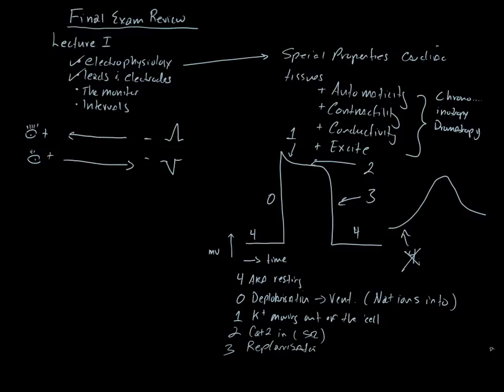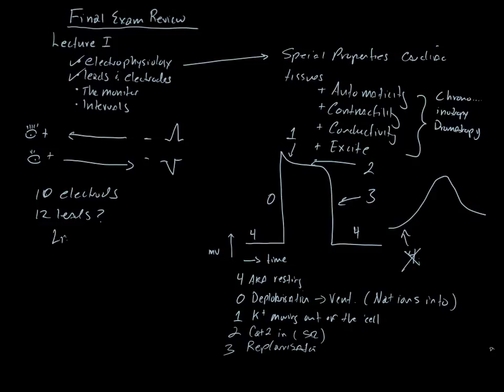How many electrodes do we place on a standard 12 lead? 10. Good. So we have 10 electrodes, right? How do we get 12 leads, though? Vector summation of which leads? Leads 2 and 3.